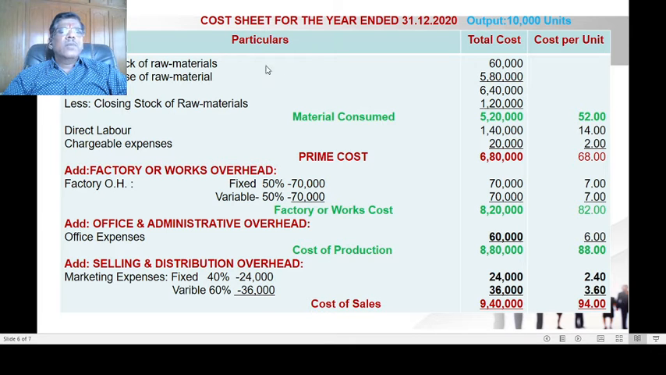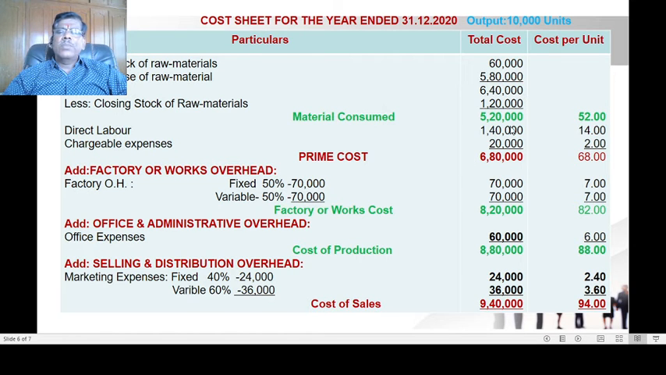That is the opening stock of raw materials 60,000, add purchase of raw materials 5,80,000, and less closing stock of raw materials 1,20,000. Deducted from 6,40,000, you will get 5,20,000. It is the material consumed, also called direct materials. Then 5,20,000 divided by 10,000, you will get 52 rupees per unit. Similarly, direct labor is given in the problem 1,40,000 divided by 10,000, you will get 14 rupees. Chargeable expenses is also given 20,000, divided by 10,000, you will get 2 rupees.